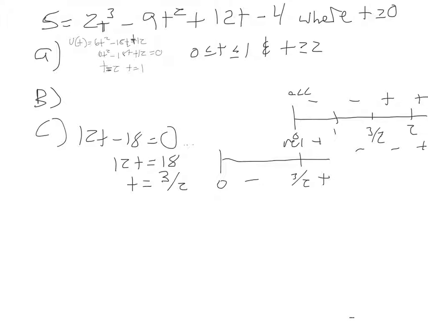Now finally, after all that work, I can answer the question, where is the particle speeding up? The particle is speeding up in the intervals where the velocity and the acceleration have the same sign. Well, they have the same sign here and here. So we say that we are speeding up from 1 to 3/2 and everything greater than 2.